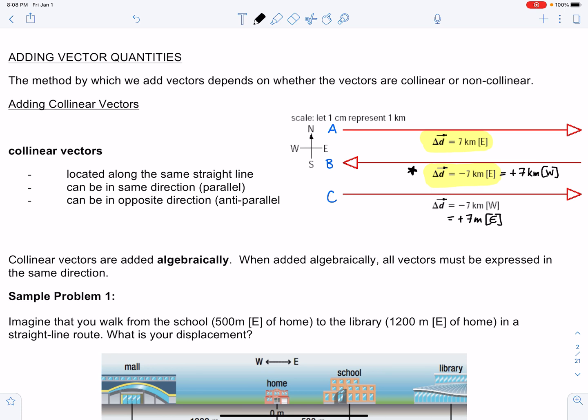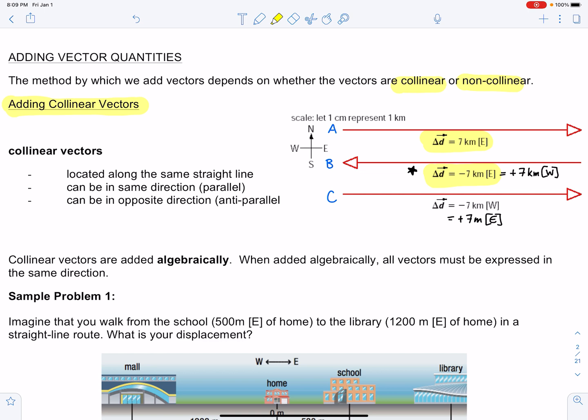So, returning back to our note, adding vector quantities. The method by which we add vector quantities depends on whether the vectors are collinear or non-collinear. So what does that mean? Well, first we're going to look at adding collinear vectors. They're the simplest type. A collinear vector is described as any vector located along the same straight line. So east and west are located along the same straight line. So we can say that east and west are collinear.